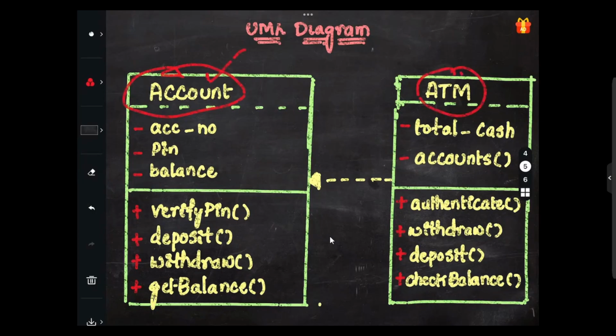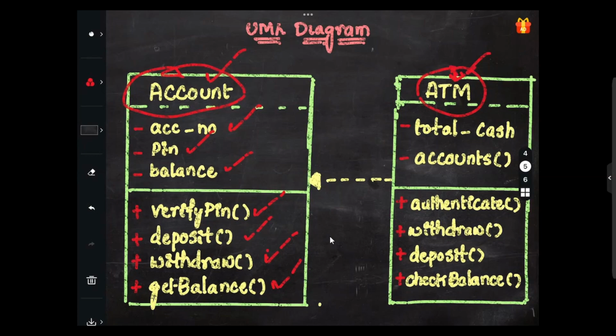One is the Account class, and another one is the ATM class. Within the Account class, we'll be making use of the parameters account number, PIN, and balance, and the methods verify PIN, deposit, withdraw, and get balance. These four methods.